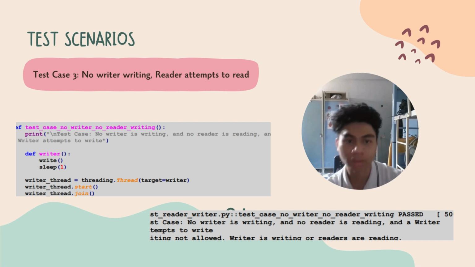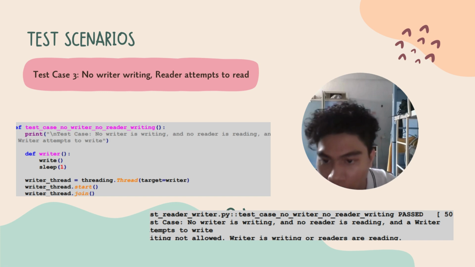So let's see the code. So we got a writer function here, which will call the write function and then sleep for 1 second. And then we got the thread and start and join methods, same as before. So let's see the output.